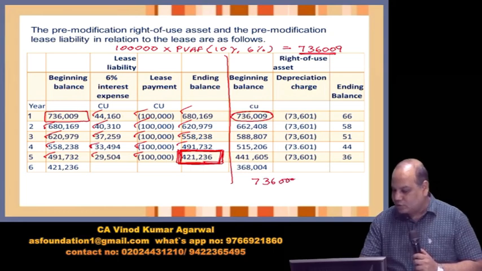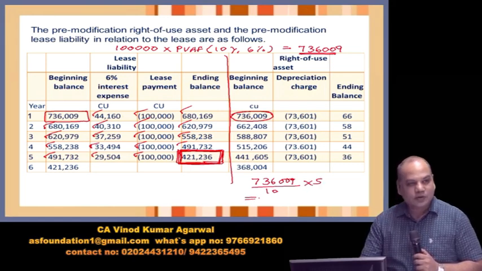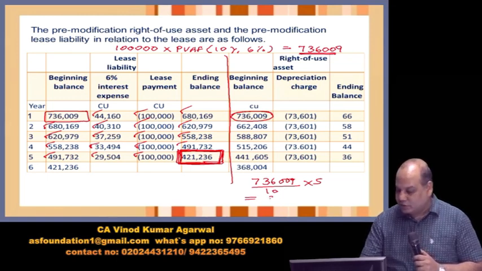How many years are over? 5 are over, 5 are pending. Which means my carrying amount after 5 years should be half of it. How much is that half of it? 368,004 approximately.